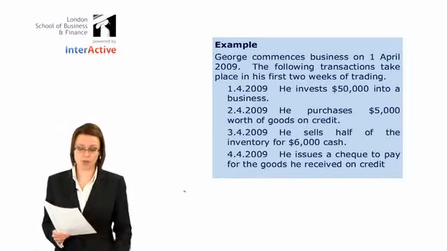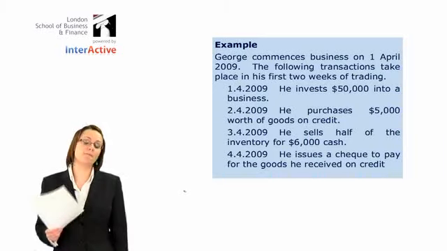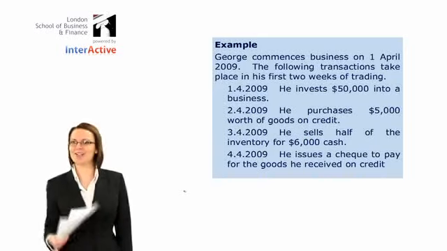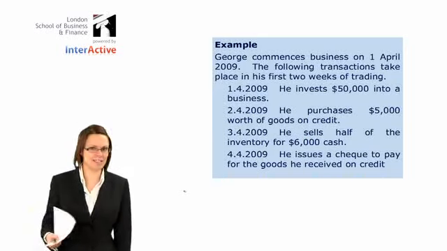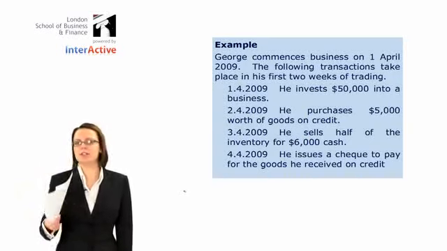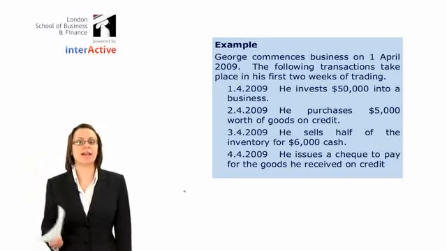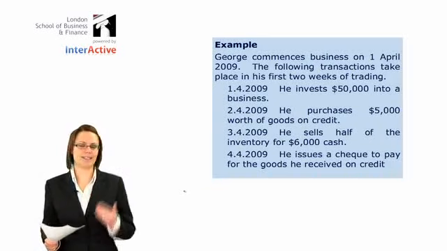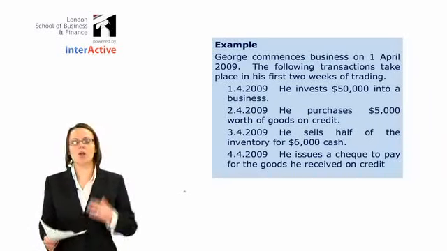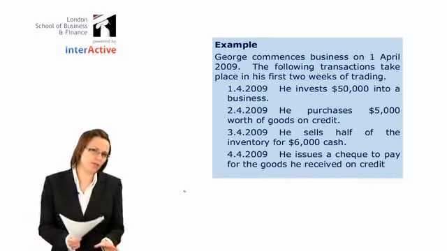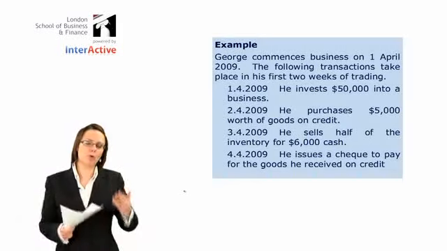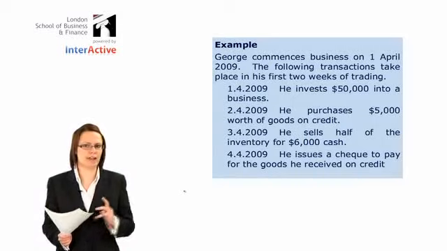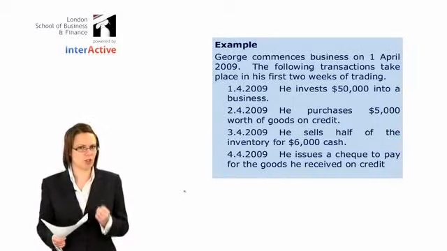On the 1st of April 2009, he invests $50,000 into the business. Now we've seen a transaction similar to this in earlier sessions. What we need to do is be able to record the dual effect of this transaction and also to be able to record the debit and the credit entry. We're not going to do that right now. We're going to read through the rest of the example, but whilst I'm going through these transactions, have a think about that dual effect and see if you can think about that yourself.